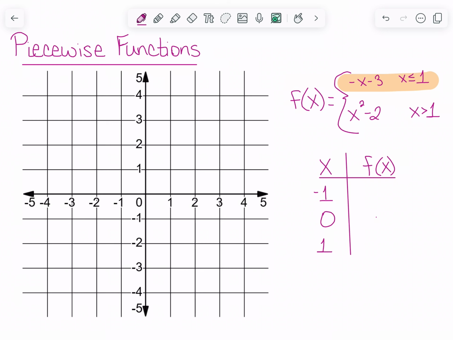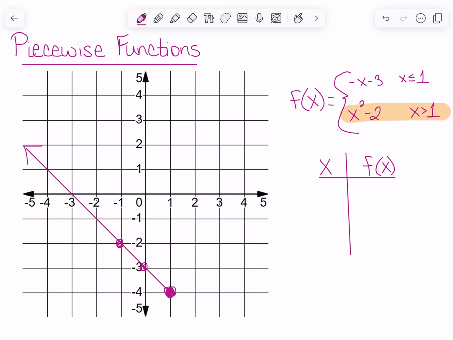-1 minus 3 would be -2. -0 minus 3 is -3, and -1 minus 3 is -4. Next, we'll plot these points, -1, -2, 0, -3, and 1, -4. And from there, we'll connect the dots, but we only want to connect for numbers that are smaller than 1. So we will not extend this to the right, but only to the left. Since this boundary does include the point 1, we need to have a closed dot at that point 1, -4.